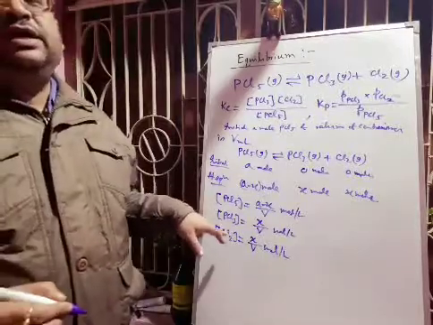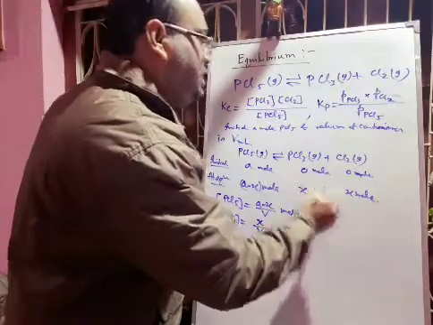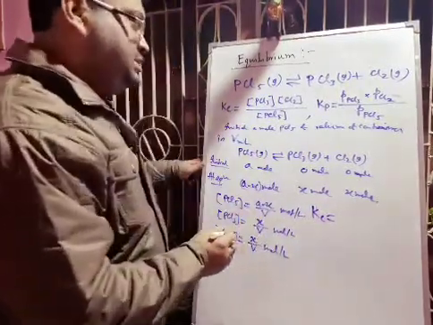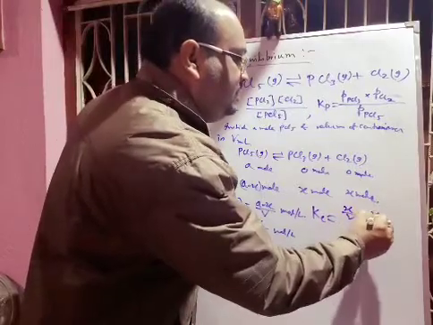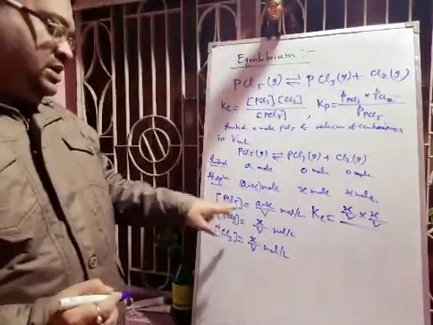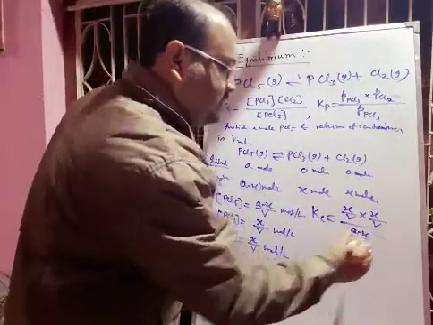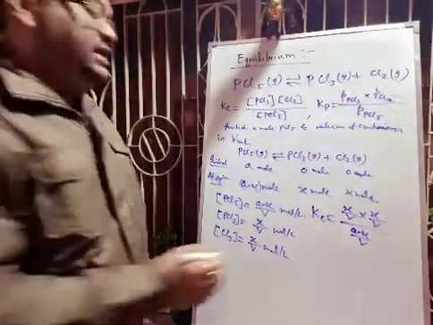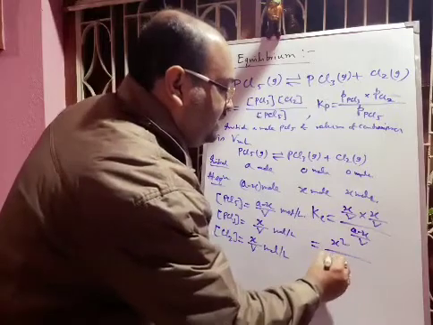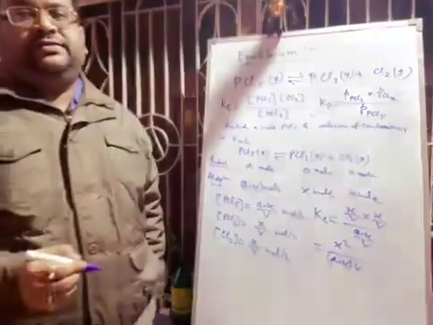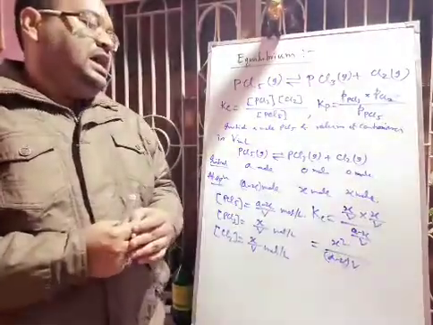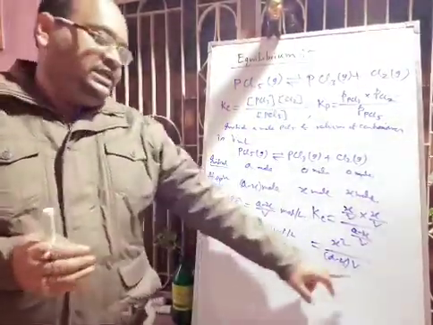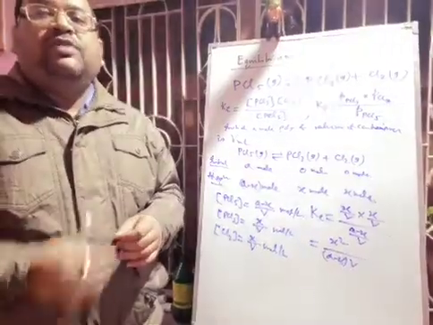Then we will put this value into the Kc. So from here you can write Kc is equal to concentration of PCl3, that is x by V, into x by V, divided by concentration of PCl5, that is A minus x by V. Now if you calculate this, you will get x square by A minus x into V. Since the expression for Kc has V in the denominator, the equilibrium will be affected by change in the volume of the reaction vessel.